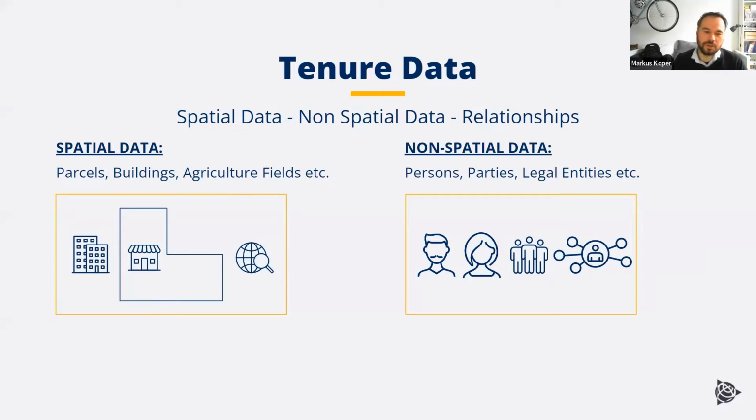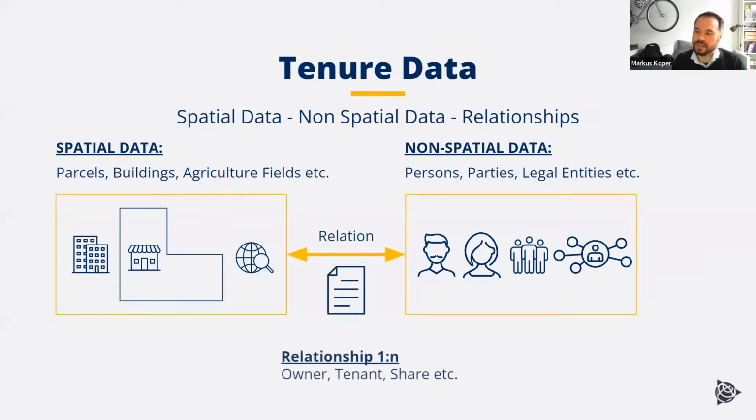For persons, it could be also a picture of the person or a signature of the person, and so on and so on. And Penmap is able to connect these data. So there's a connection between the spatial data and the non-spatial data in the database. And this relationship could also carry own attributes. For example, the ownership, is it a tenant, what share of the parcel or of the property does the person or the party have, and so on and so on.